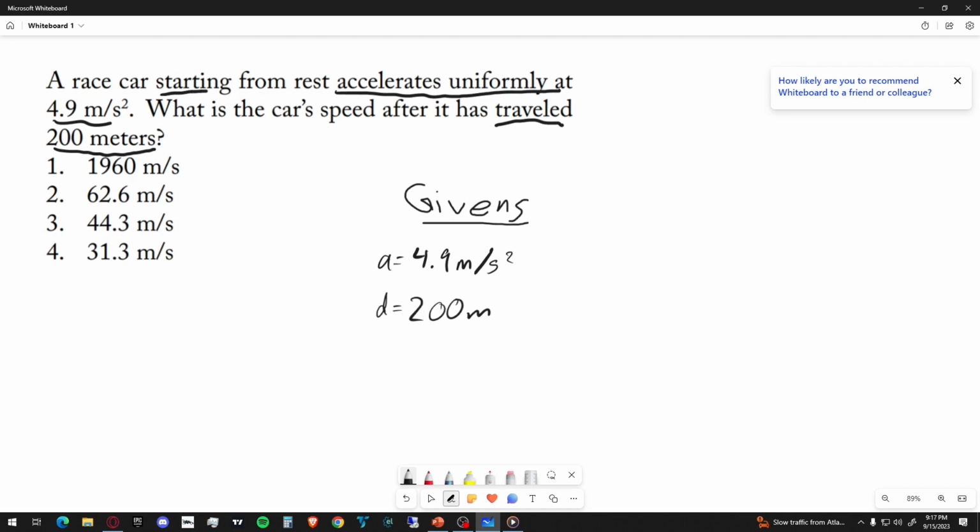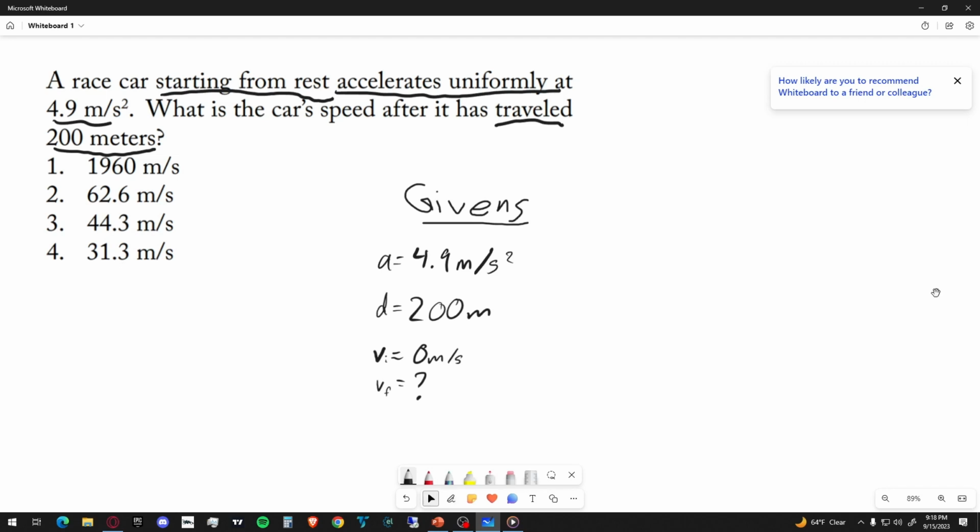I know that we are starting from rest. So if we're starting from rest, I know that our initial velocity is going to be 0 meters per second. And I'm looking for the car's speed at the very end. That is our final velocity. But a big old question mark, I don't know what that is.